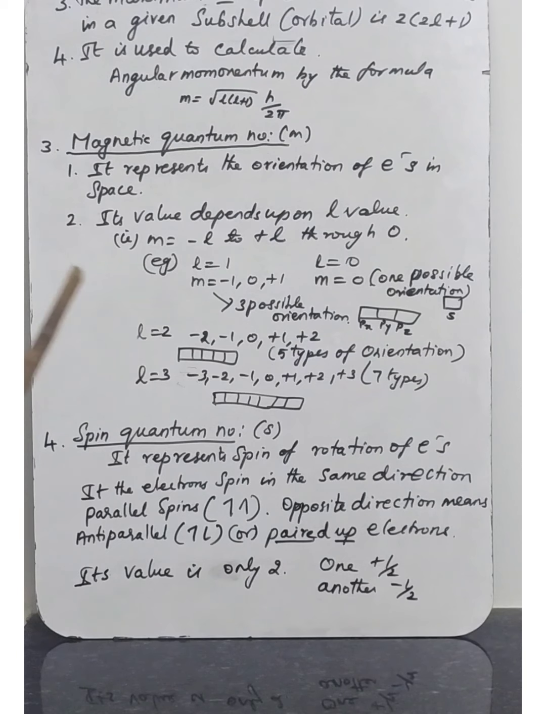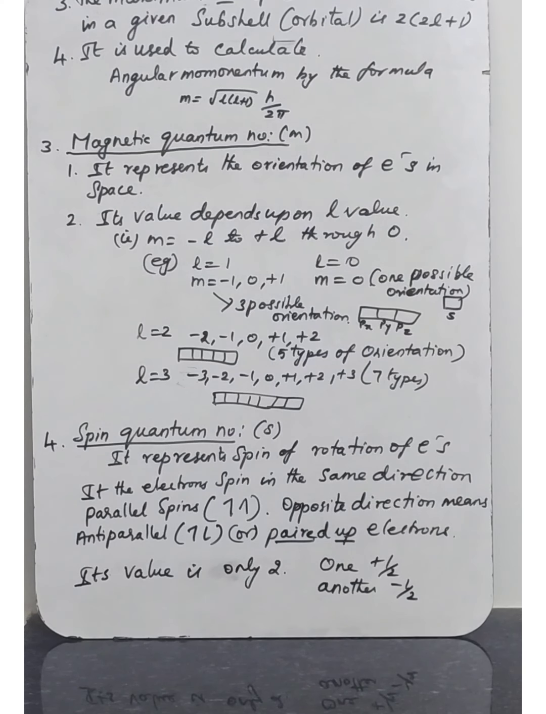Okay, the next one, the third type of quantum number, is the magnetic quantum number. It is represented by the symbol small m. It represents the orientation of electrons in space. First, the principal quantum number represents the main energy level, and the azimuthal quantum number represents the subshell. Now the magnetic quantum number represents the orientation of electrons in space.